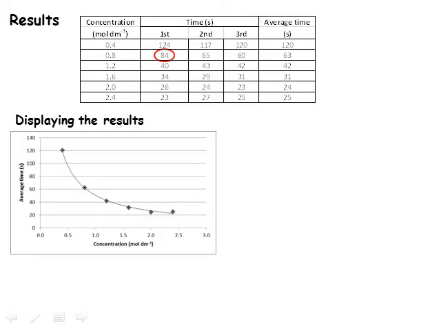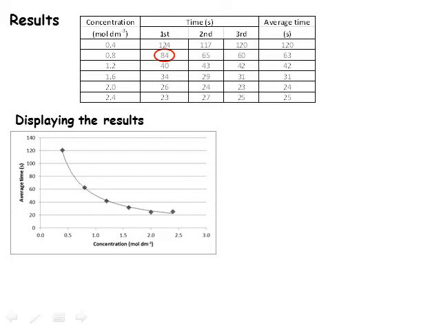We can display the results in the usual way, with the independent variable, the thing we varied, which was the concentration, on the x-axis, and the dependent variable, the thing we measured, which was the time, on the y-axis. We can clearly see that as the concentration increases, the time to collect the same volume of gas is decreasing, so the rate is getting faster. We can't easily see whether our prediction is correct, though.